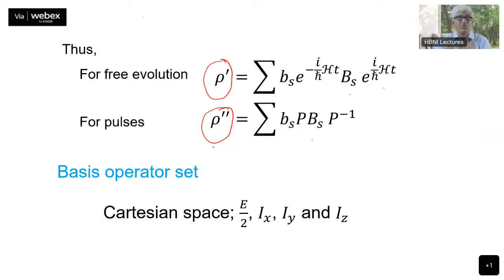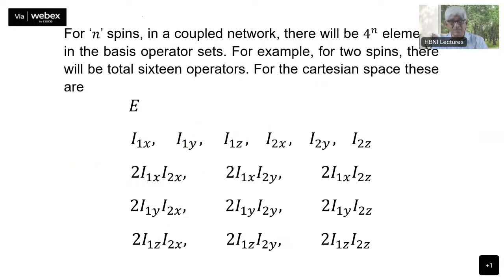Now, for a basis operator set, what are the basis operator sets? For the Cartesian space, we can represent it in various spaces. The Cartesian space means we are talking about the XYZ components. These are the Cartesian components. So you have 4 operators. E by 2, where E is the unit operator, and Ix, Iy, Iz. These are the XYZ operators. We talk about Mx, My, Mz. It's the same as Ix, Iy, Iz. This is for the single spin case, there are 4 operators: the unit operator, Ix, Iy, Iz.